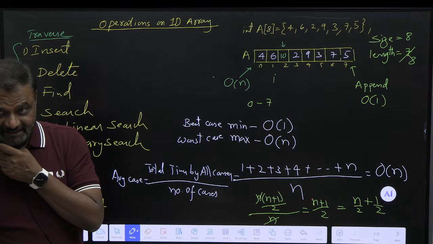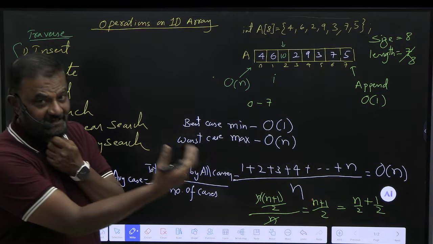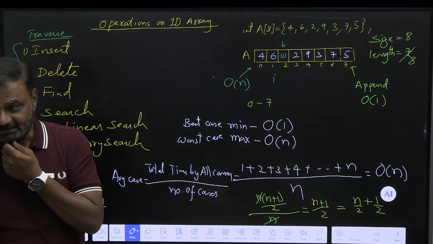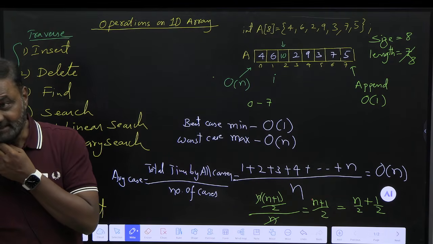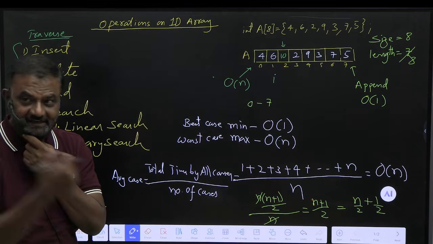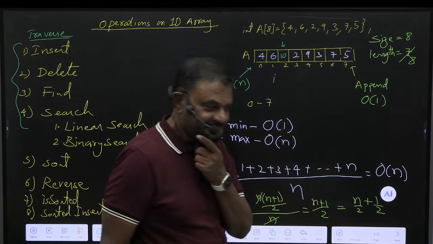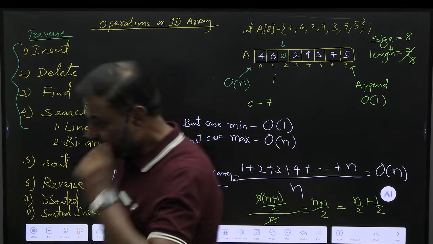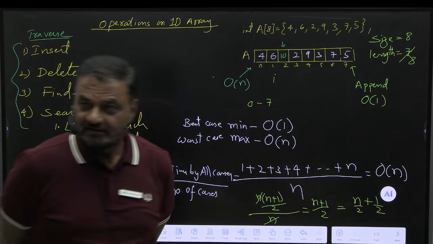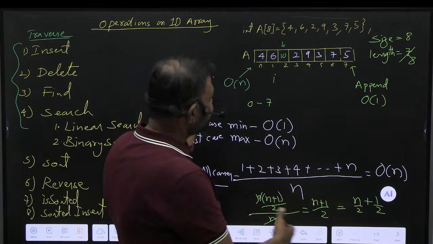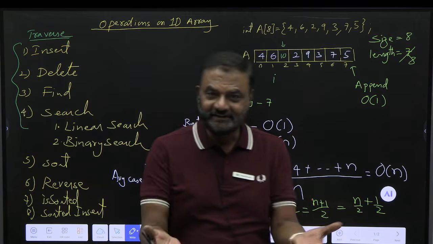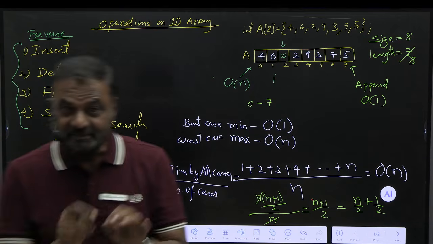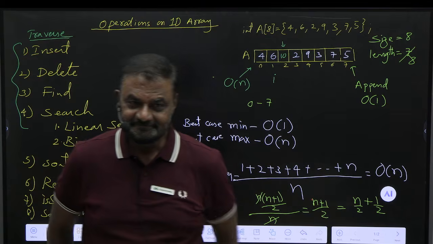If you are inserting an element at the end of an array, or at the end of a list on the right-hand side, this is the best case. End means this is also an end, and that is also an end, so that's why I said right end. Now next, you write best case time is big O of 1.